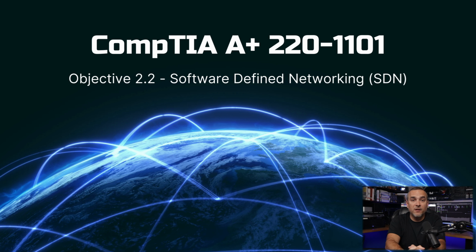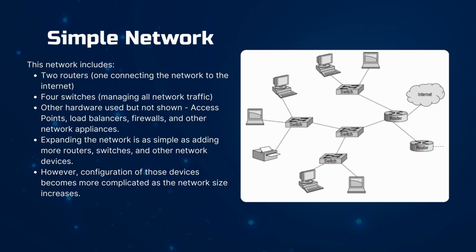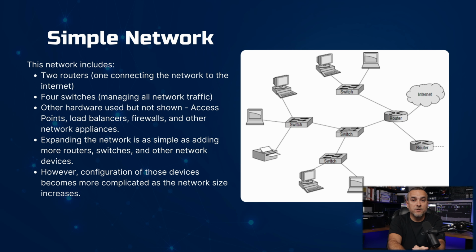Let's get started by taking a look at a very simple network layout. The network includes two routers, with one connecting to the internet, and four switches that are responsible for managing all network traffic. Also, other hardware such as access points, load balancers, firewalls, and various network appliances are used but not shown. Scaling the network is easily achieved by incorporating more routers, switches, and other network devices. However, configuring these devices grows increasingly more difficult as the network expands.